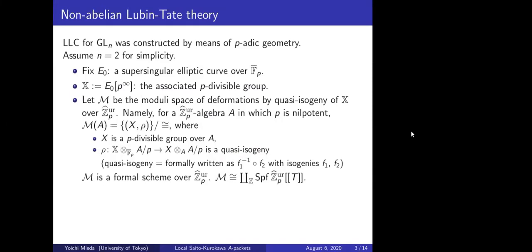Then this M is a formal scheme, and it is non-canonically isomorphic to the countably many disjoint union of the formal spectrum of this ring of formal power series. So this index Z comes from the degree of this rho, because we can consider the degree of a quasi-isogeny, which is an integer.